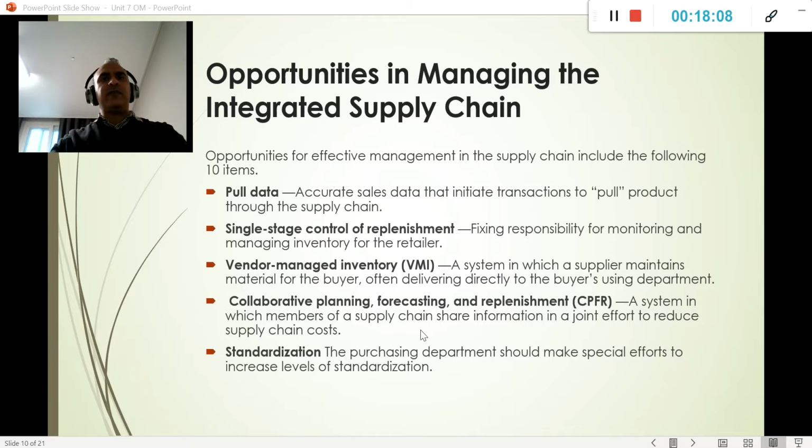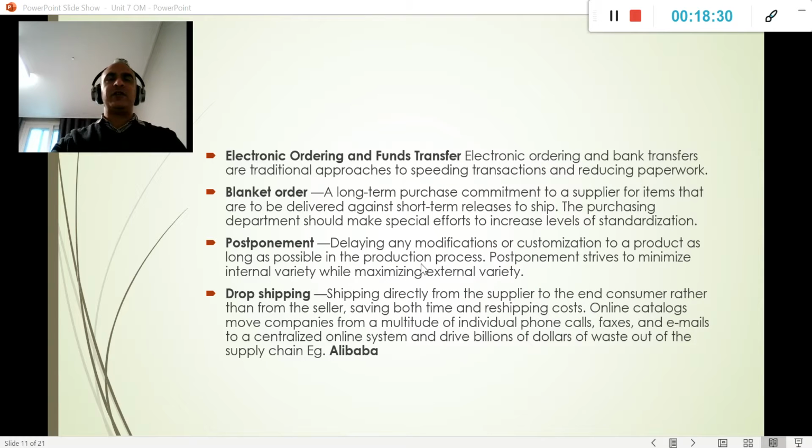We have the collaborative planning, forecasting, and replenishment. In this case, again, suppliers and buyers see how much they have from each other, and then we pull or push. But again, this software is already doing it. Then we have standardization, where these ERP systems make sure they standardize the products and the production itself. Electronic ordering and fund transfer is the same thing, paying for those inventories and supplies, but these ERP systems also take care of that. They just send the order and it's already deducted automatically from the supplier.